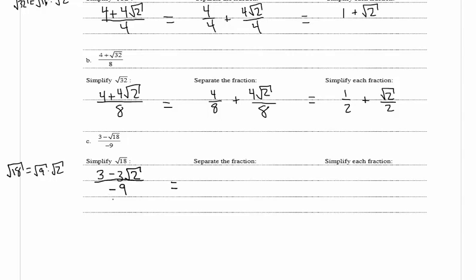And now they want us to separate the fraction. And we have a negative sign in the denominator. So we're going to have to change the sign of the terms in the numerator. So we have -3 divided by 9 plus 3 square root of 2 divided by 9. And 3 divided by 9 can be simplified to 1 divided by 3. So we have -1/3 plus the square root of 2 divided by 3.